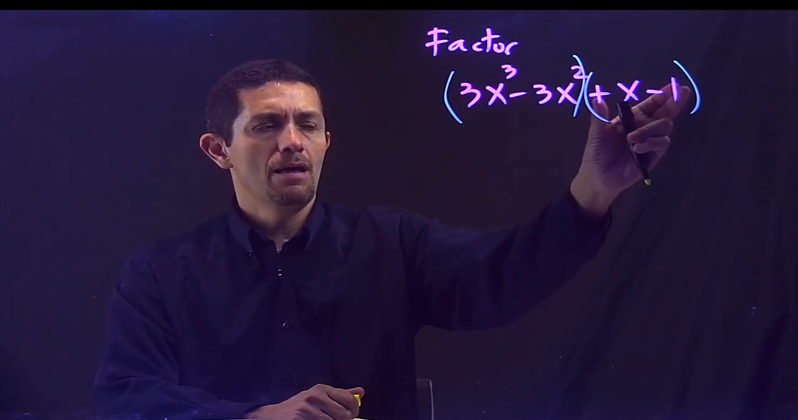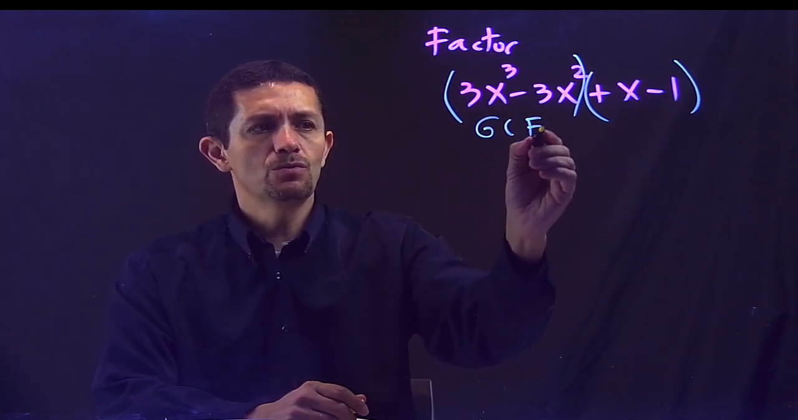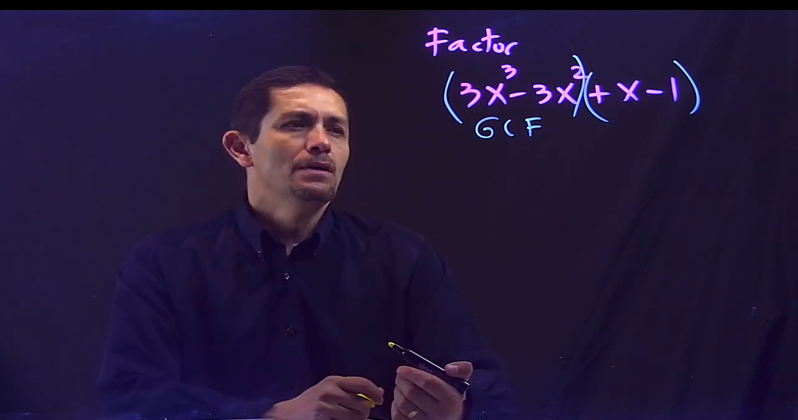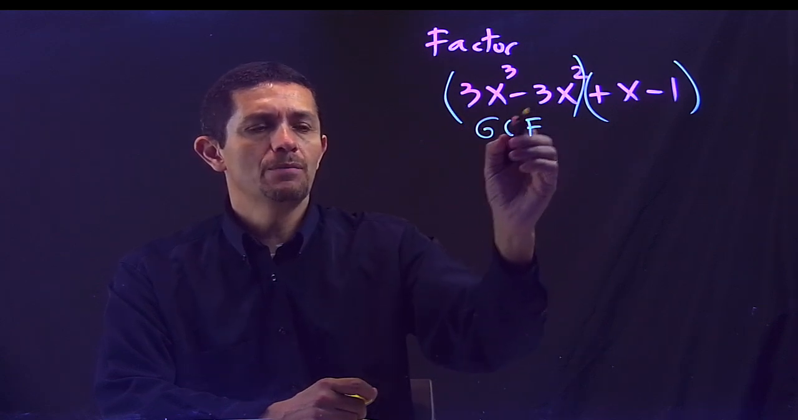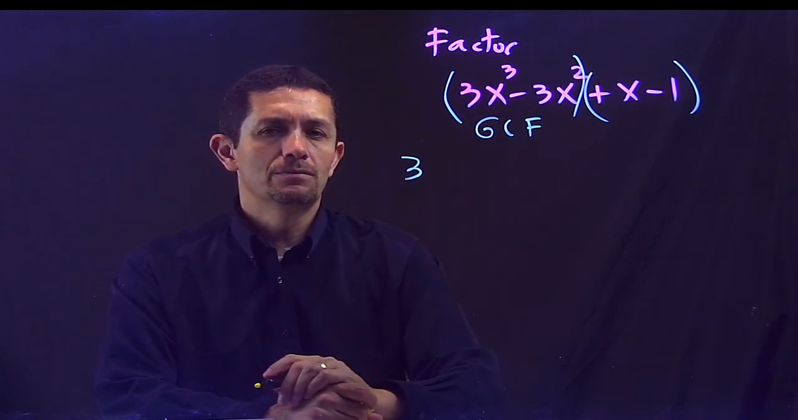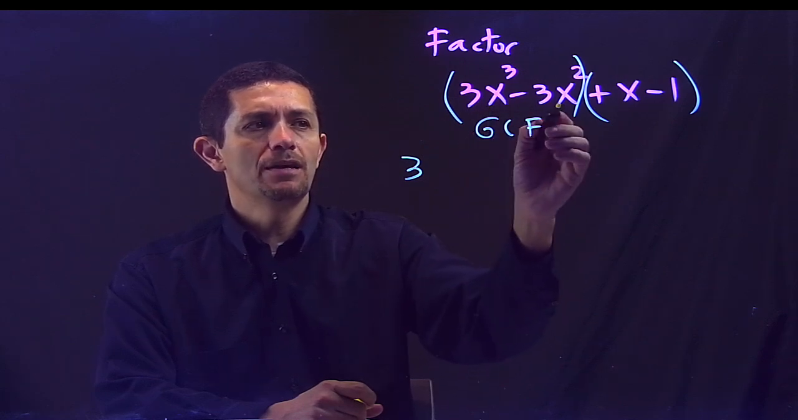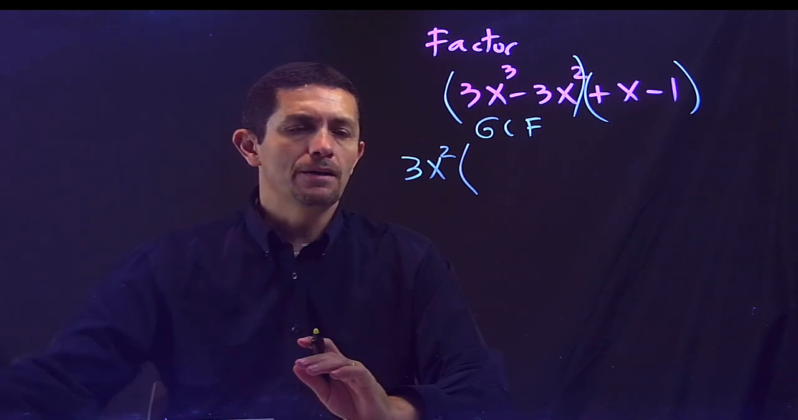First 2, last 2. On each parenthesis, I'm going to do GCF, the greatest common factor. I'm going to see what's in common between the terms. 3 is common, so I take 3 out. The x is also common, so I take the x with the lowest exponent, which is x squared.